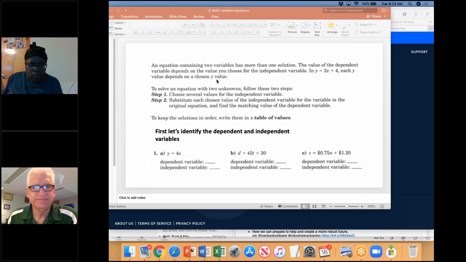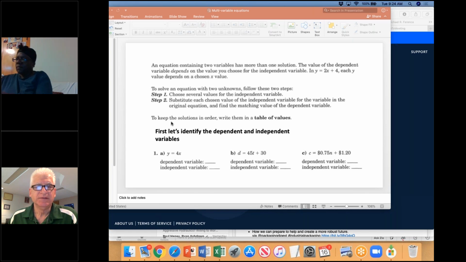So this is an example. y equals 2x plus 4, and every value of y is dependent on what you put in for x, and it'll make a lot more sense when we get into it. To solve the equation, you follow two steps. First, you choose values for the independent variable. It's independent because you're choosing it, and so that is your x. And when you choose those values and put them into the equation, you get out the dependent variable, which is y.